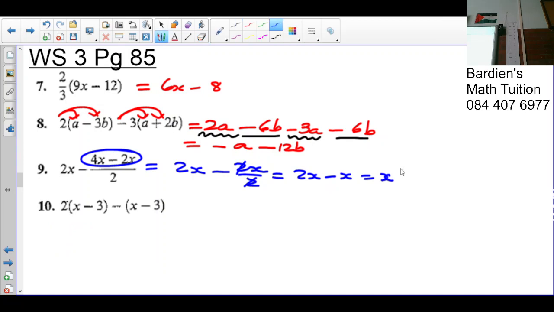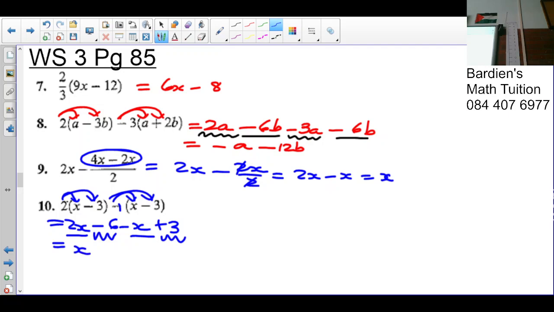Okay, just hang on. 2 times x, 2 times negative 3, negative 1 times x, negative 1 times negative 3. What is 2 times x? 2x. 2 times negative 3? What is negative 1 times x? What's negative 1 times negative 3? So now again we add like terms. What is 2x minus 1x? x. What's minus 6 plus 3?